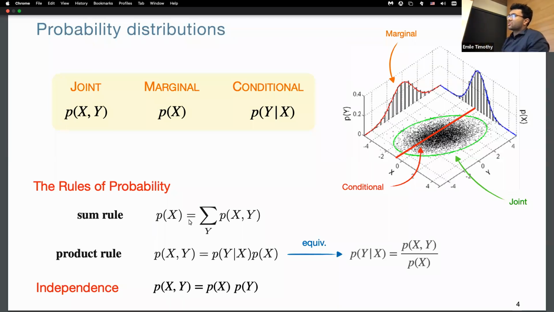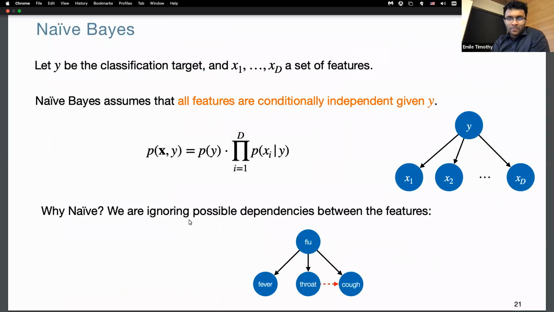The product rule tells you that the probability of x and y is the probability of y given x times the probability of x, which is a classic conditioning rule. Which is more commonly written as probability of y given x is equal to probability of x and y divided by probability of x. And then for independent events or independent random variables, the probability of x and y is equal to the probability of x times the probability of y.